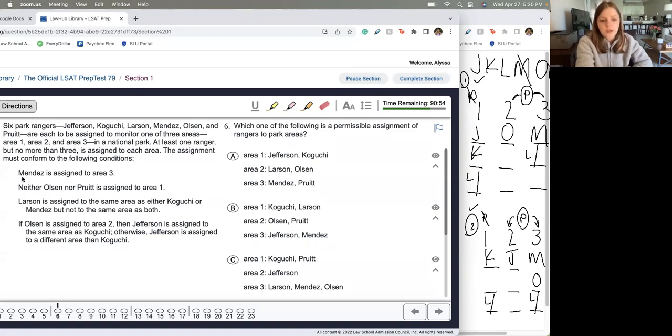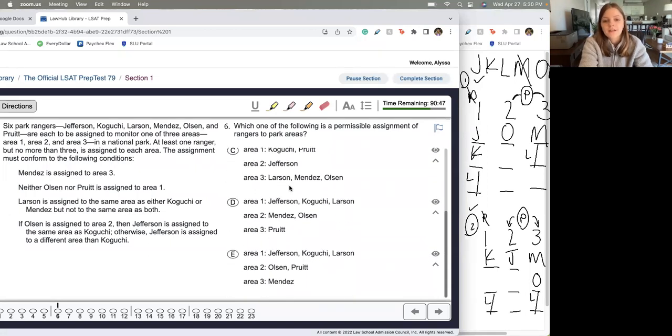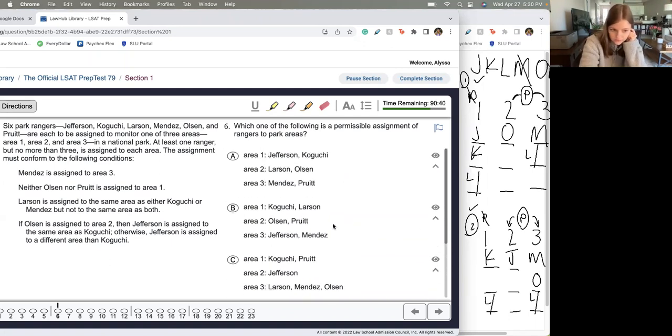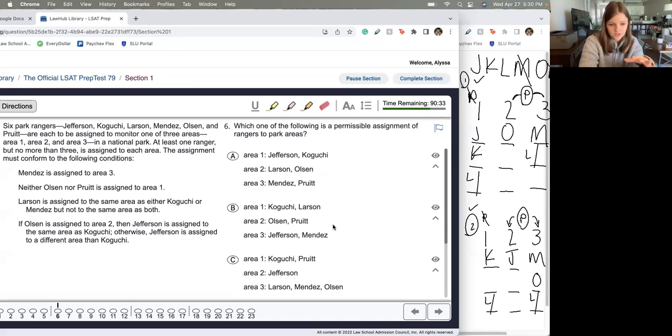So for example, if M is assigned to 3, I'm going to go through all my answer choices and make sure that M is assigned to 3. That eliminates D because M's in 2, so I can cross this off. So I'm going to give it maybe a minute and a half for you to go through the answer choices, figure out an answer choice that you like, and then we can go over it if you have questions. If you need me to scroll down to answer choice E, let me know. Otherwise, I'll just wait.